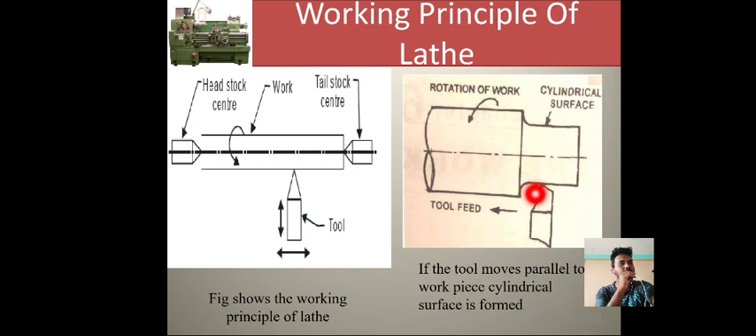Here what happens, again the cylindrical, that is a turning operation here. Okay, this is the turning operation. Here the tool has been fed so that it forms the cylindrical surface. If the tool moves parallel to the workpiece, a cylindrical surface is formed. If the tool is fed parallel, a cylindrical surface has been formed. That is the working principle of the lathe.